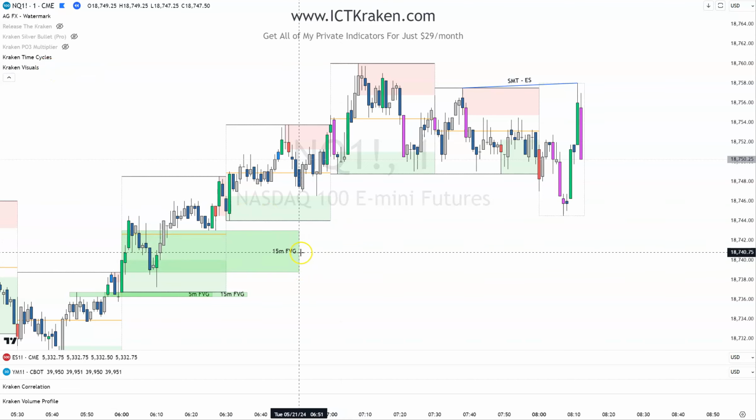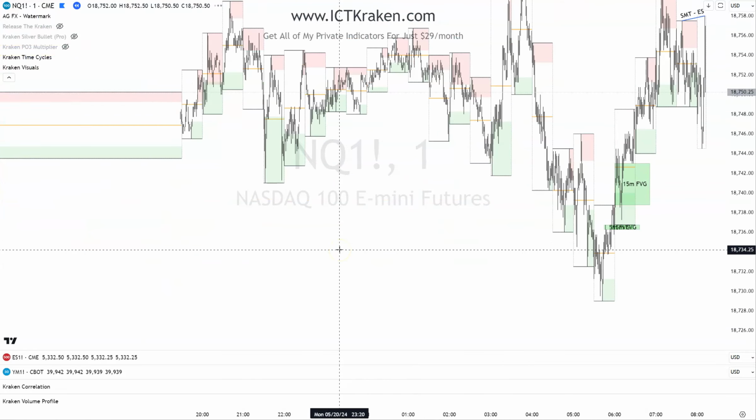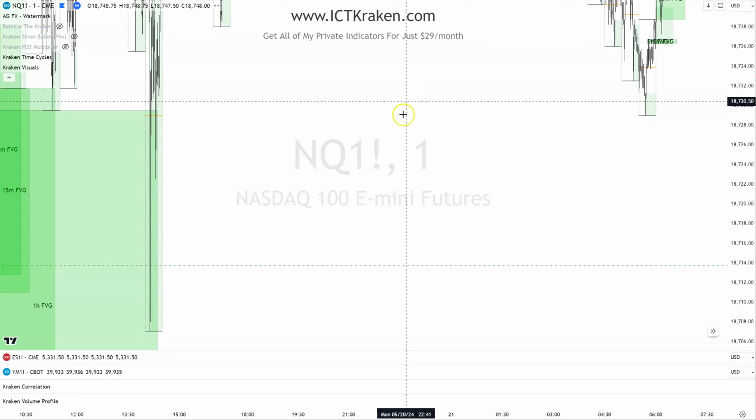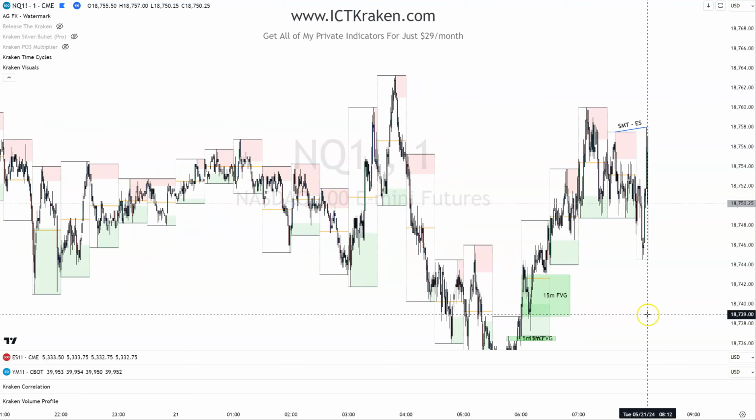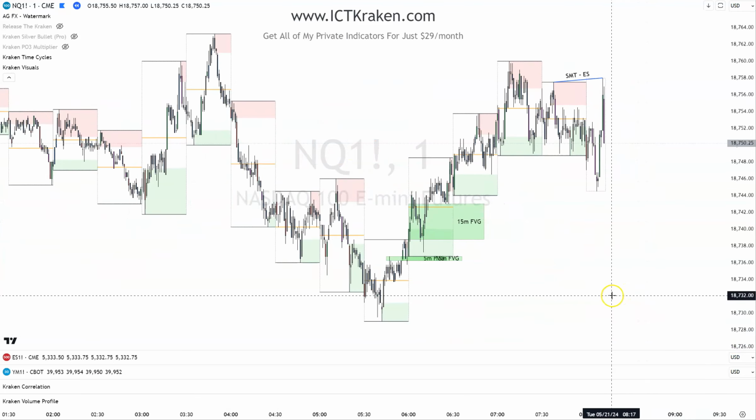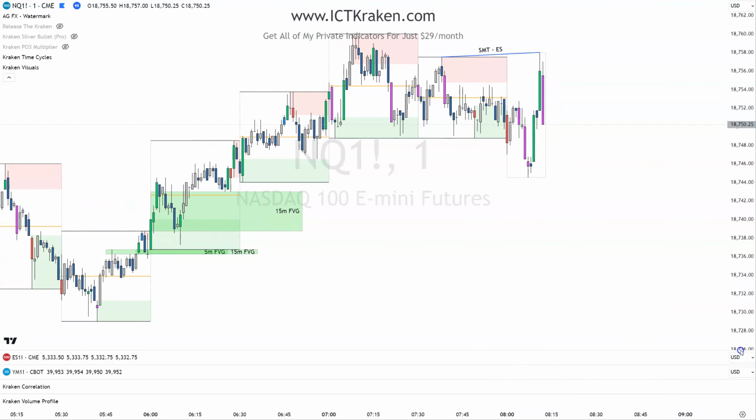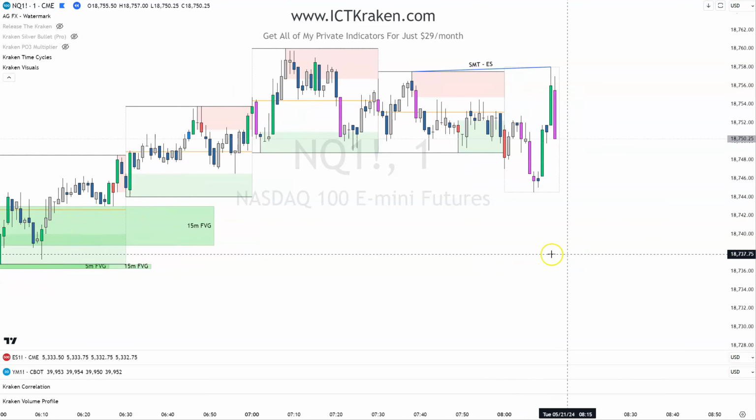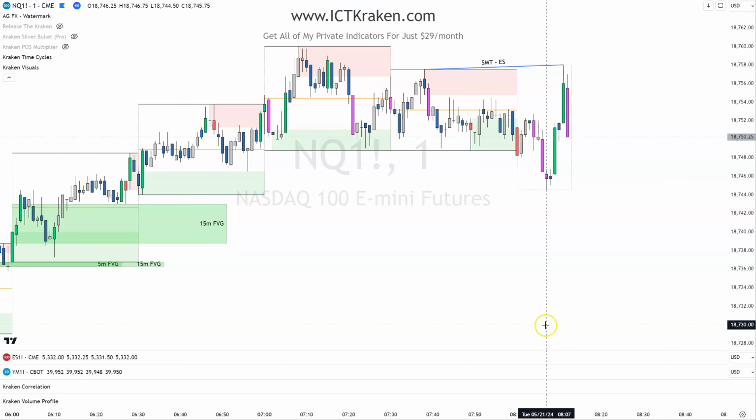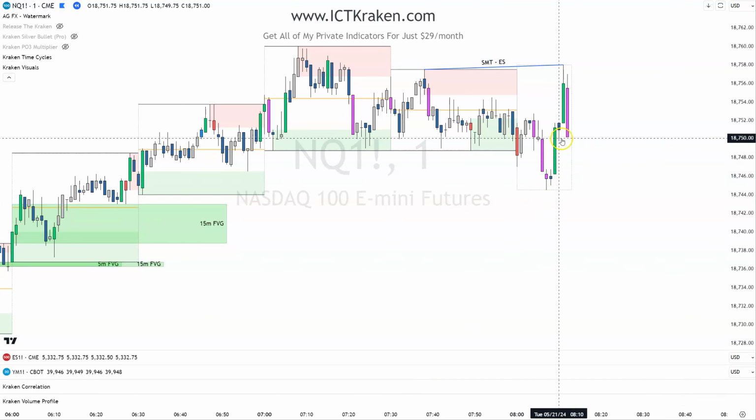Okay. Let's look at Kraken Visuals and see. We have a 15-minute fair value gap here, a 15-minute fair value gap here, and that's really it for right now. Then this is a 1-hour, 4-hour fair value gap from the other day. Okay, let's turn this off. I think that's good enough for you guys to see. All right, let's see how this plays out. Obviously, we have a fair value gap right here.